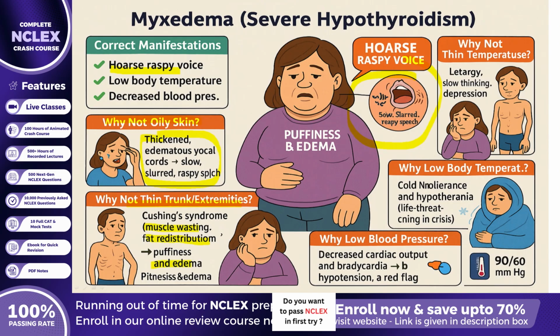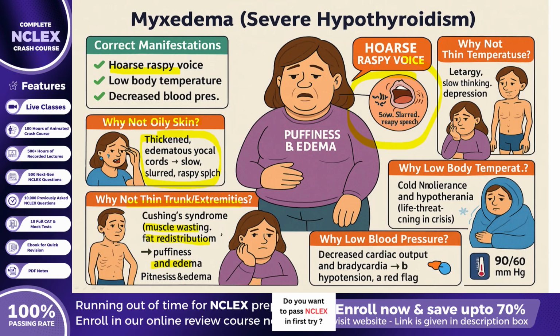Now, considering option 4, extreme restlessness, this is not correct because restlessness, anxiety, and irritability are more typical of hyperthyroidism, which stimulates the sympathetic nervous system. Hypothyroidism produces lethargy, apathy, and slowed mental processes instead.